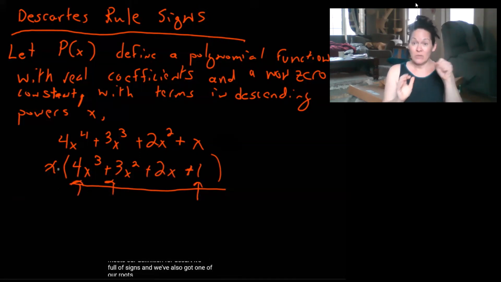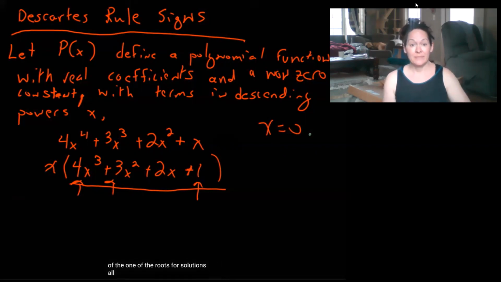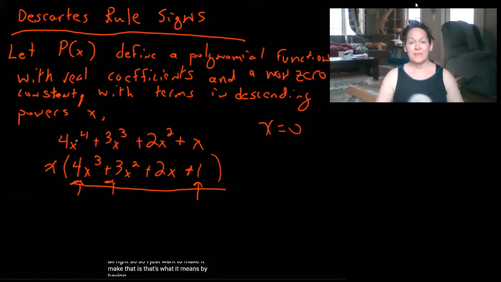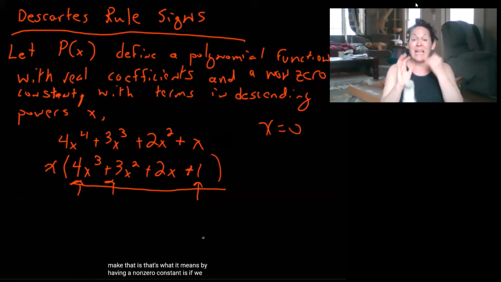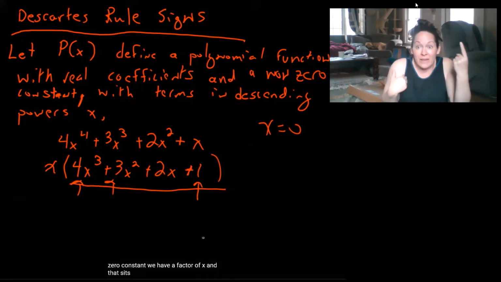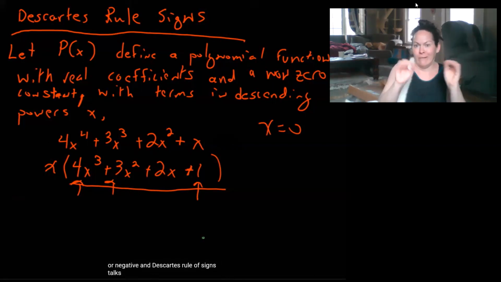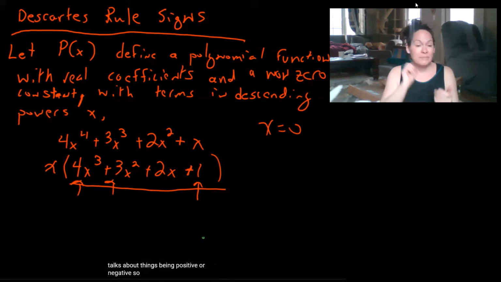And we've also got one of our roots out of the way, right? We know x equals 0 is going to be one of the roots or solutions. All right. So I just want to make that point, as that's what it means by having a non-zero constant. If we had a 0 constant, we have a factor of x, and that sits on 0, and it's neither positive or negative. And Descartes' rule of signs talks about things being positive or negative. So it's really important that we have that definition.